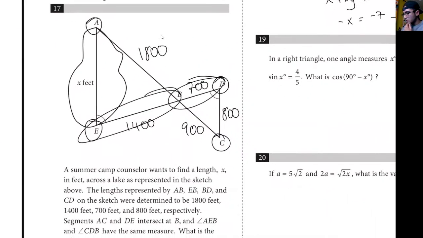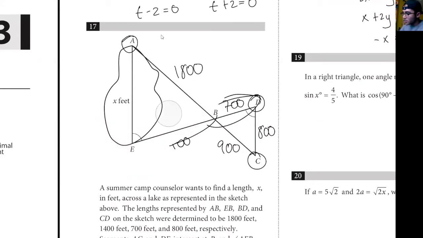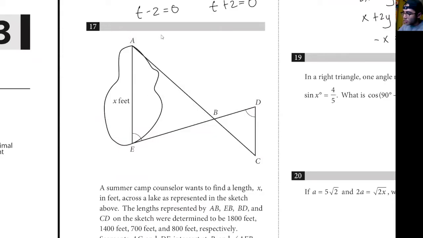Because God bless. All right, so let me go back to this real quick. Let's make this as simple as possible. So we have this is 1,800, this is 1,400, this is 700, and this is 800.